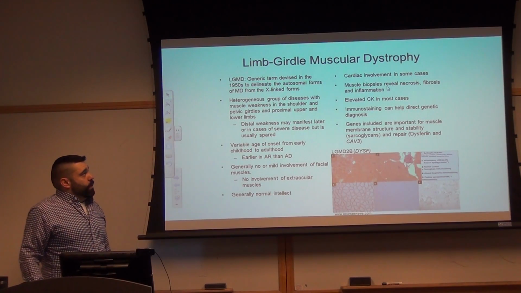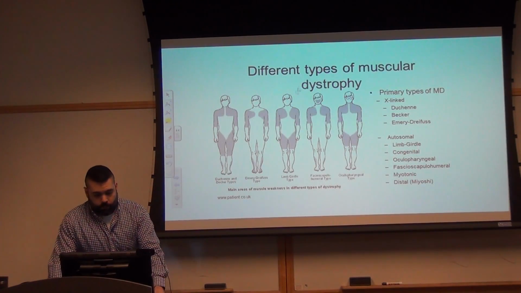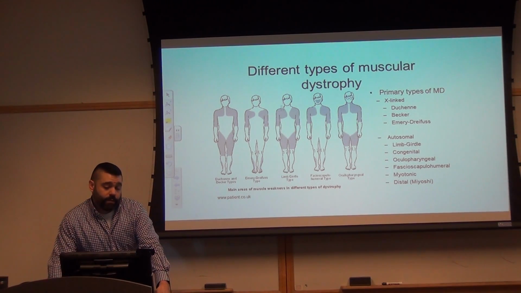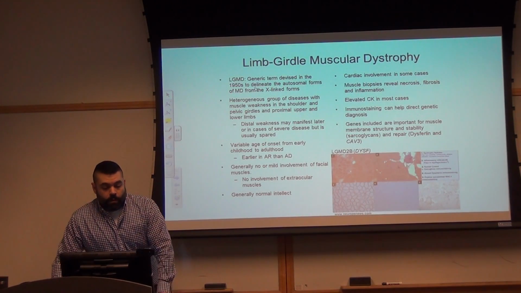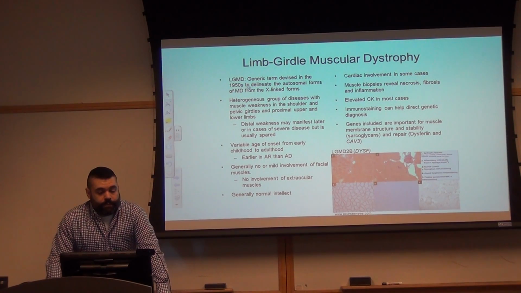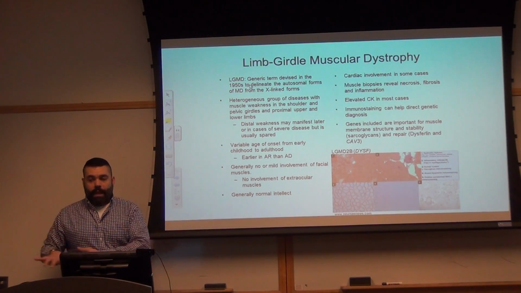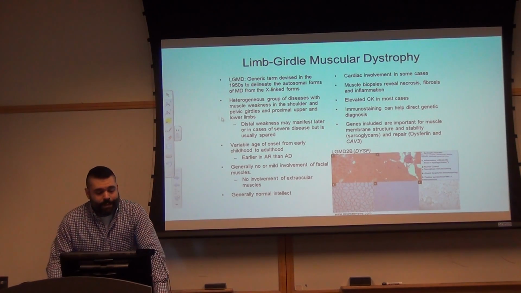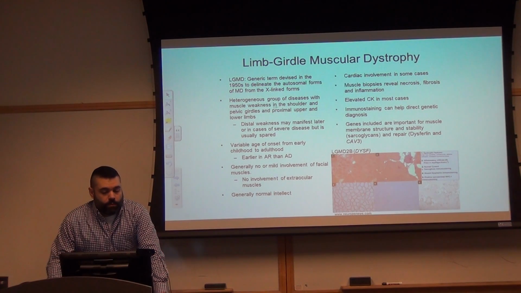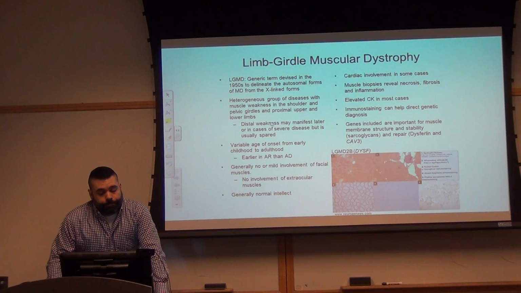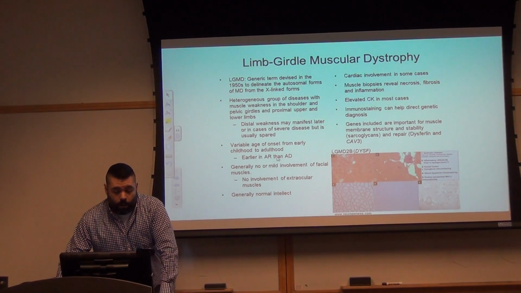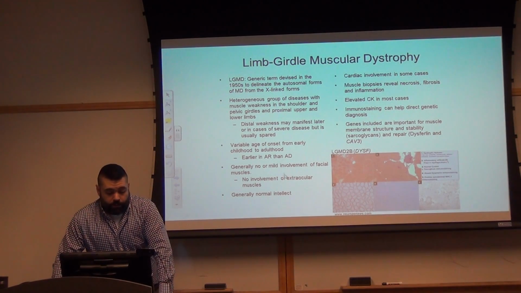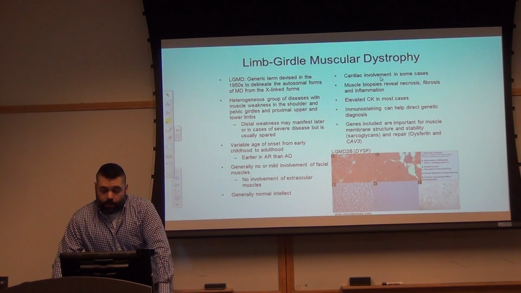So let's talk a little bit about limb girdle muscular dystrophy. Again, let's look back at the affected muscles here. It's a generic term devised in the 1950s to delineate the autosomal forms from the X-linked forms. But we've moved on from that now. We have a whole bunch of other forms. It's a heterogeneous group of diseases with muscle weakness in the shoulder and pelvic girdles and the upper limbs. It's variable in the age of onset, and there are autosomal recessive and autosomal dominant forms. No facial involvement, normal intellect, sometimes cardiac involvement.